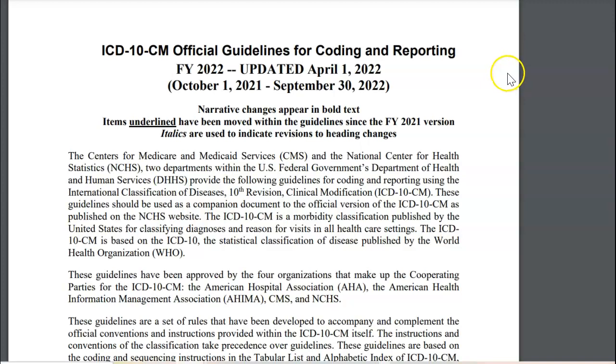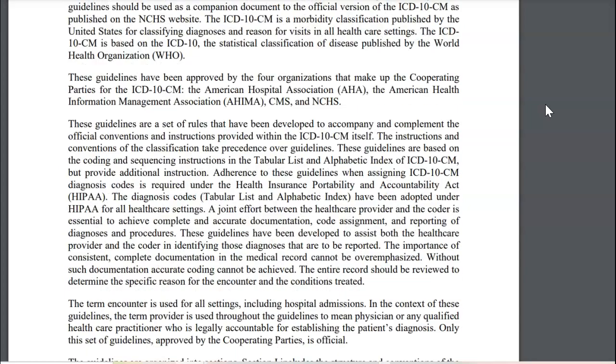So a couple of different things. Make sure you take the time. Use your ICD-10 CM PCS handbook. That is a wonderful, wonderful resource. So let's go here. Remember the CMS and the NCHS are the two departments of the government. DHHS, they are the ones who provide the following guidelines for coding and reporting for ICD-10. So with that, these are published by the WHO.